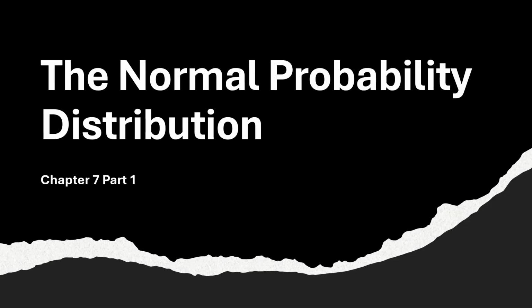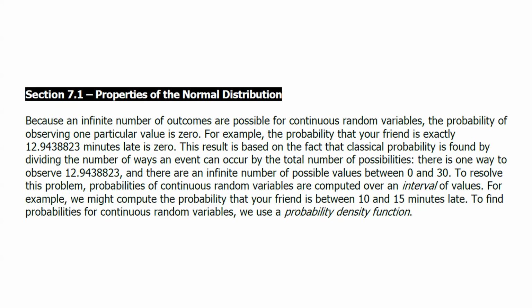Welcome to Chapter 7, Part 1, Normal Probability Distribution. Section 7.1, Properties of the Normal Distribution.